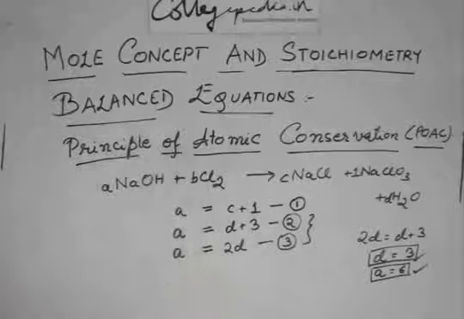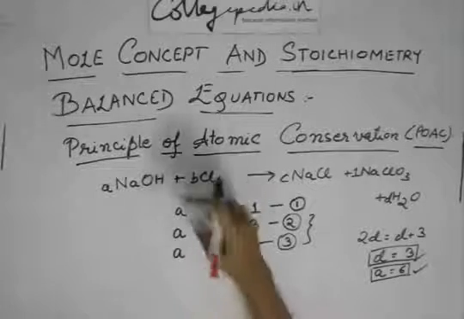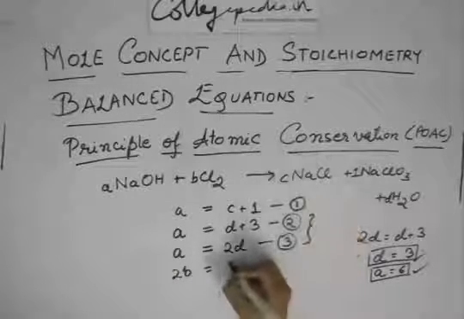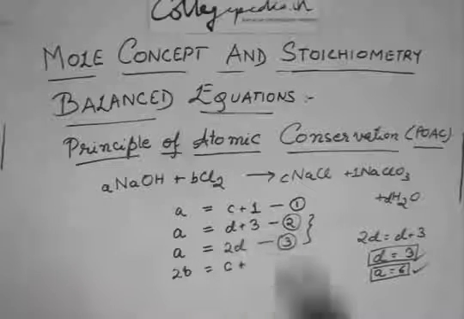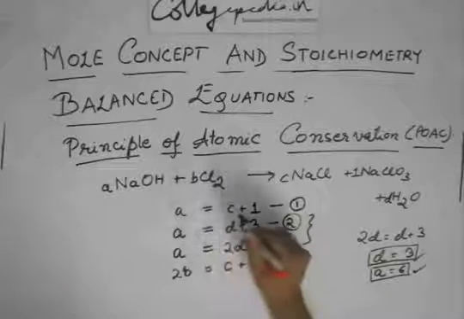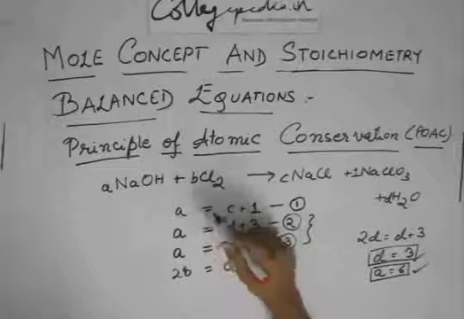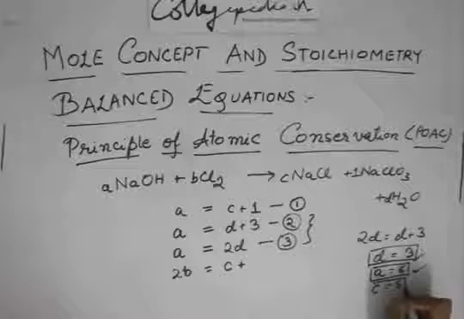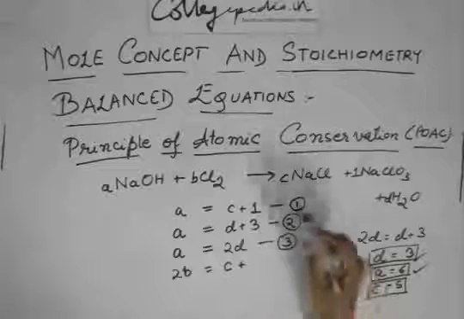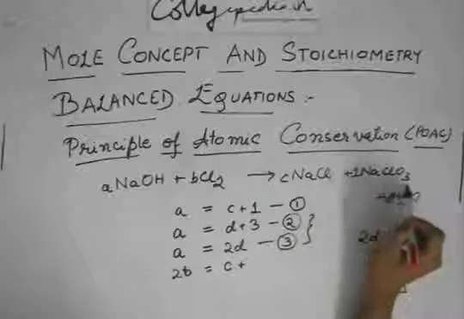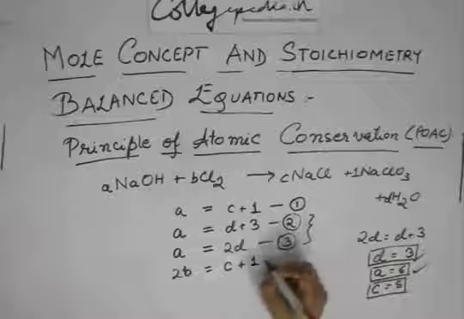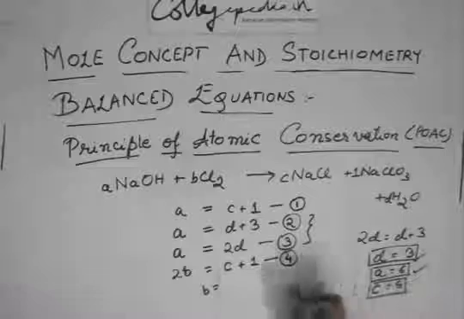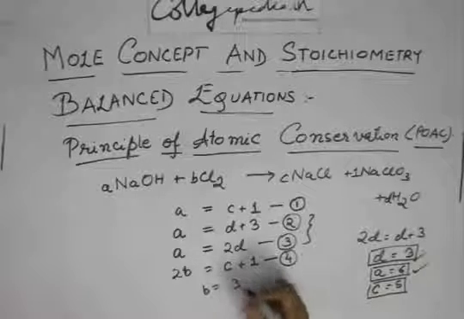Now getting to the chlorine balancing, we have 2B over here is equal to C plus 1. Again from A we get C, because C is A minus 1 from equation 1. So C is 6 minus 1, that is 5. And 2B would be C plus 1, which is 6. So B would be 6 by 2, which is 3.